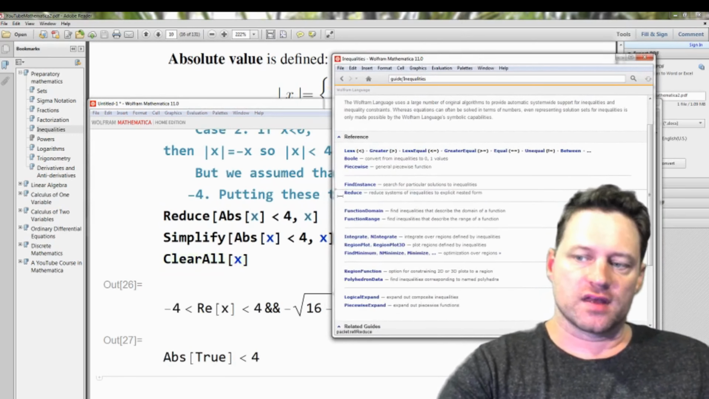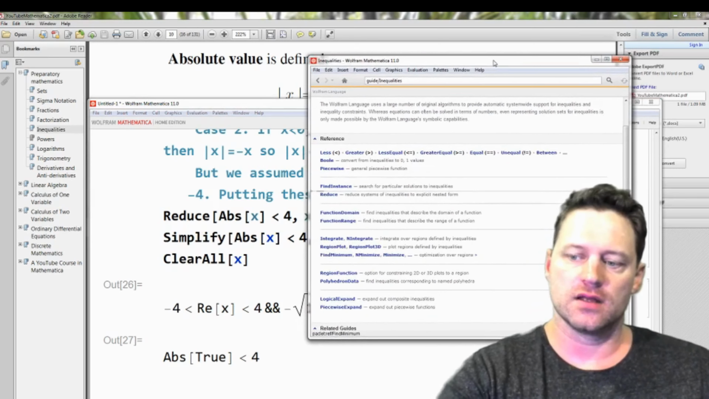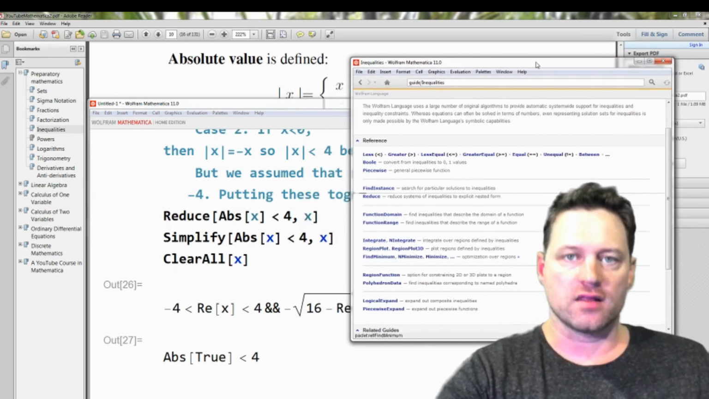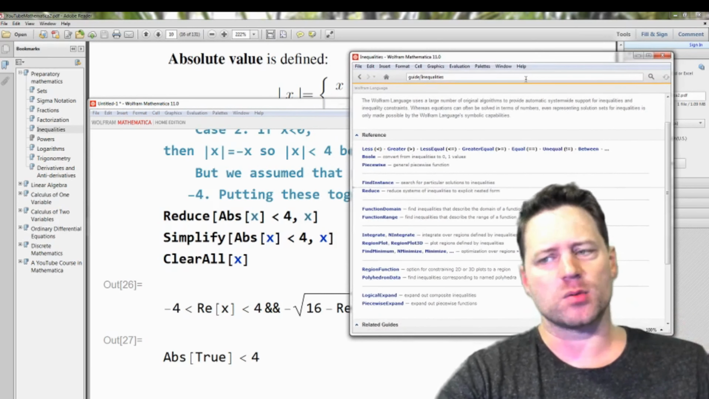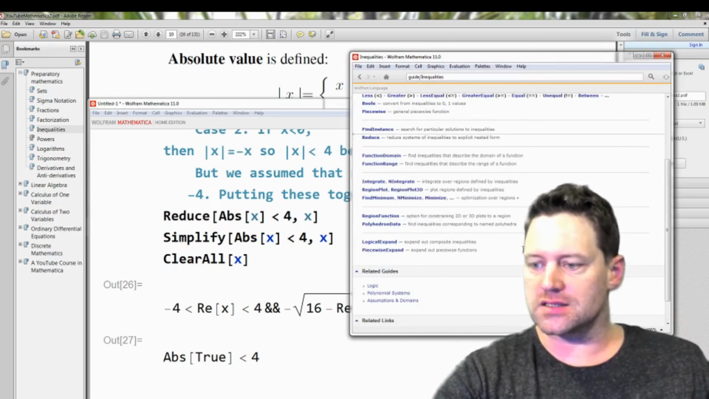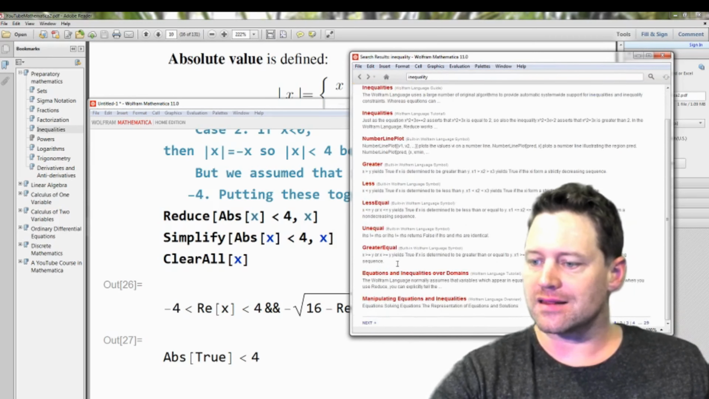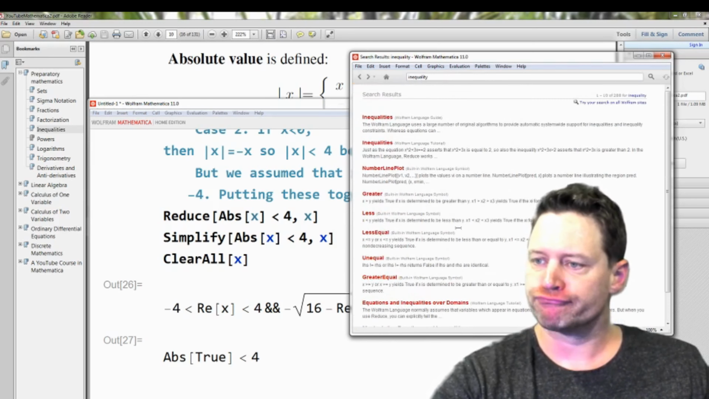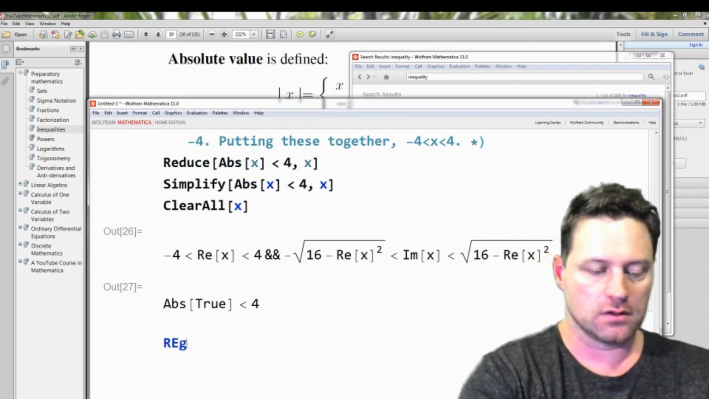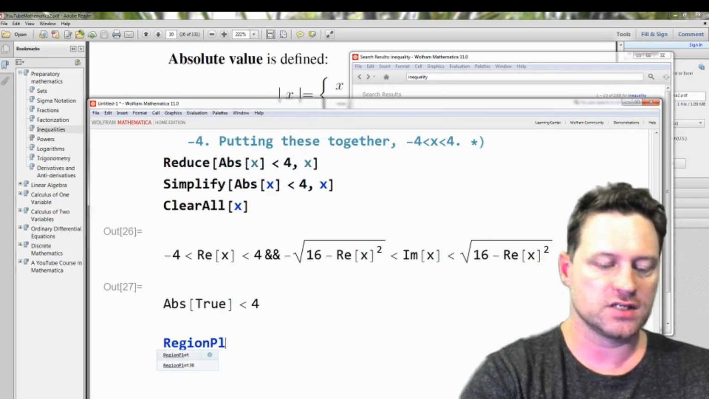Okay, there's one more thing that we should look at. It seems like I couldn't find the right function to solve this inequality in a way that was satisfying. It's probably in there, but I just can't find what I'm looking for. But there's one more thing to do with this. It's called RegionPlot. So let's go back and select this. I remember RegionPlot.